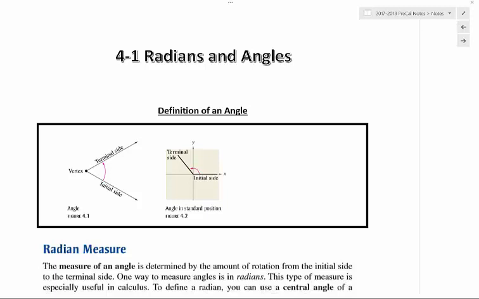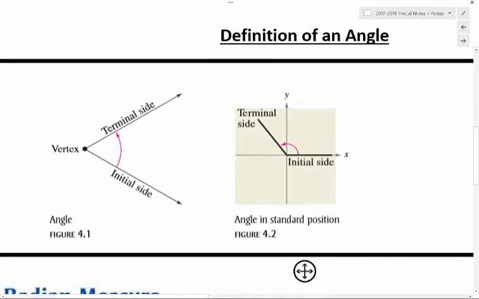We're going to talk first about the definition of an angle. Now, this you do know. Some terms that we're going to talk about, though, are the terminal and the initial side. The initial side is where the angle starts. The terminal side is where it ends. For the purpose of our lessons, if you look at this diagram, the initial side is going to be right here along the positive x-axis.